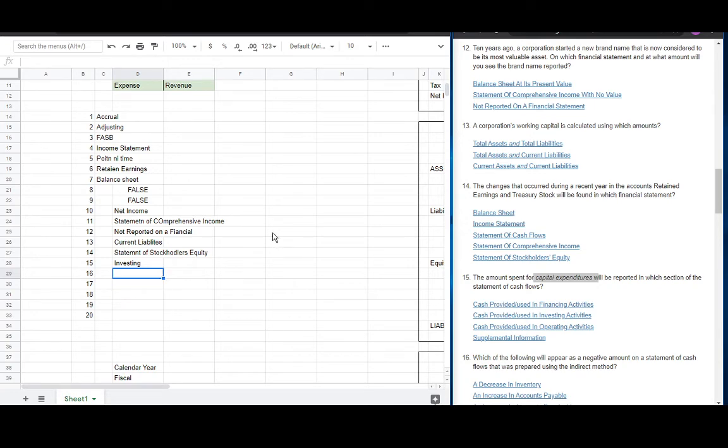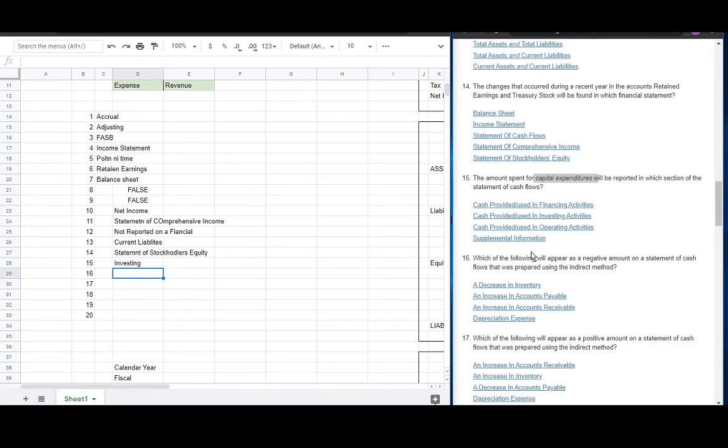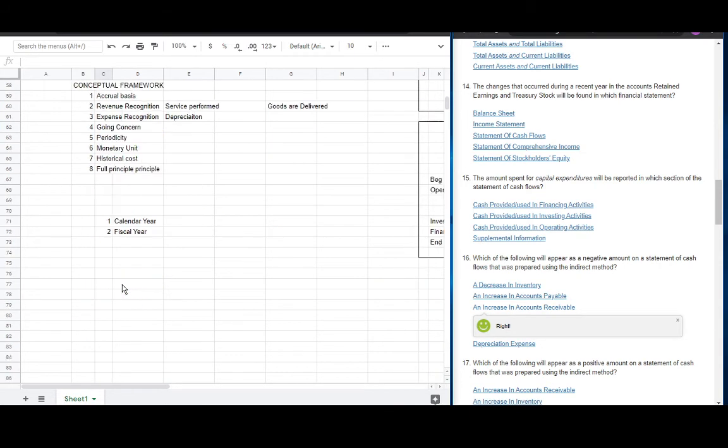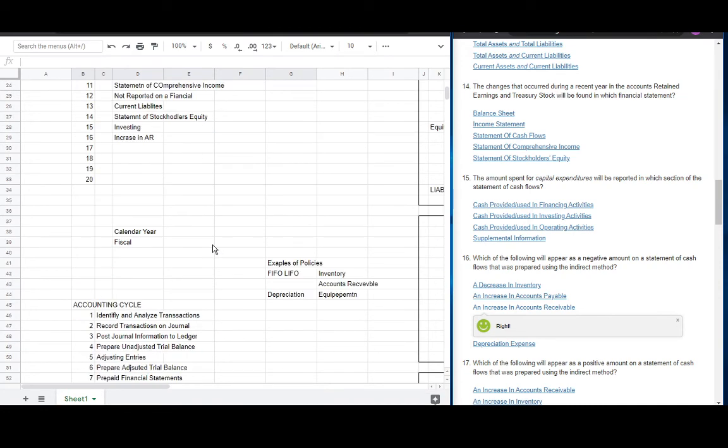So, let's continue here. Which of the following will appear as a negative amount on a statement of cash flow? So, the answer here is an increase in accounts receivable. Ayan, kasi syempre pag nagbayad ka ng AR, yan, di ba ito yung journal entry nun? Pag nagbayad ka ng AR, ano ba, ng 10,000, maglalabas ka ng cash ng 10,000. So, yan, to make it balance, we minus the cash.